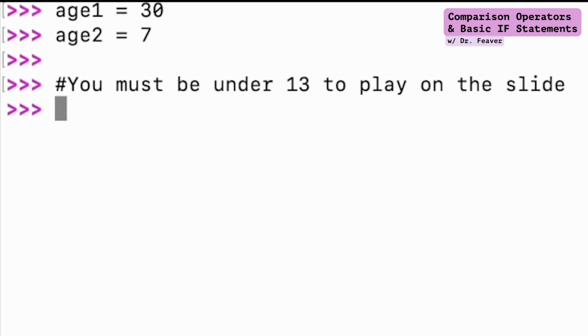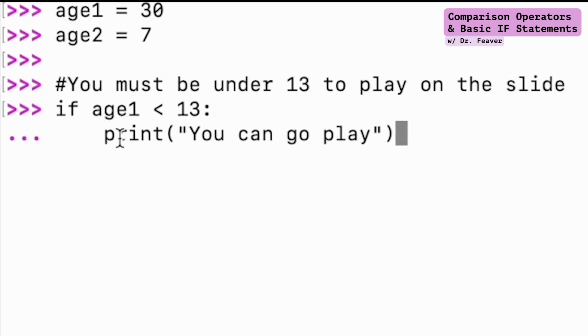Maybe there's a requirement you have to be under 13 to play on the slide. So we might have an if statement to decide if someone gets to go in or not. Something like if age is less than 13, print you can go play. So this is what this is doing, this is creating our first basic if statement. If statements, think about them as having 4 parts. So we have an if, then we have a condition, something that's going to evaluate to true or false, like age 1 less than 13 is going to evaluate to false because age 1 is 30. And then we have a colon. You always have to have the colon in here.